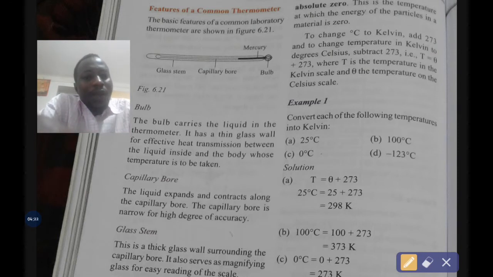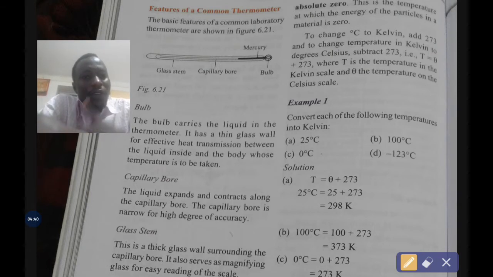Now, the bulb has a thin glass wall for effective heat transmission. It is made up of a very thin glass wall. So it is very sensitive to any slight changes in temperature. And the moment the heat reaches the mercury inside, that mercury will expand.